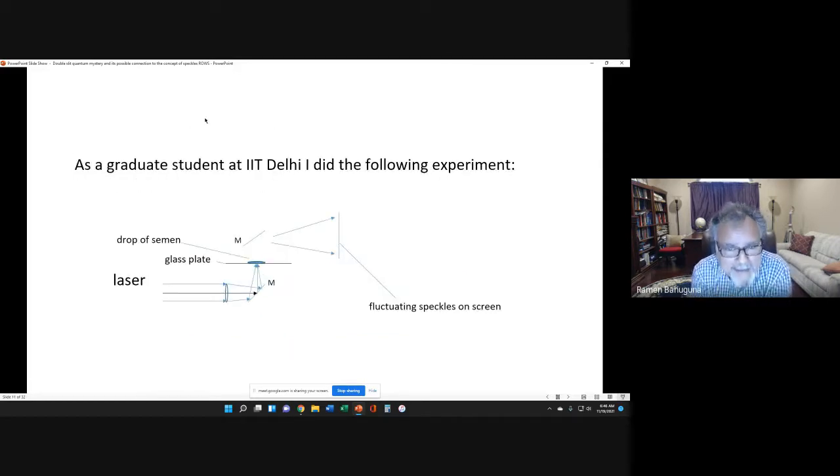Now, as a graduate student at IIT Delhi, I did the following experiment. My fellow students said I was crazy, but this is the one that I did. I had a glass plate, and I put a drop of semen there and shined a laser beam from the bottom and focused it onto the semen. Why did I focus it? Because I wanted the illuminated spot on the semen to be very small, so I could get large speckles. Then theta would be very small. The theta subtended on the screen would be very small via the mirror, of course, and I would get large speckles. And yes, I did observe large speckles, and because the sperms were moving around, the speckles were fluctuating.